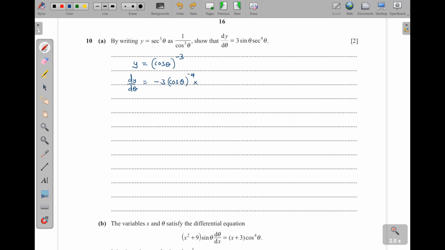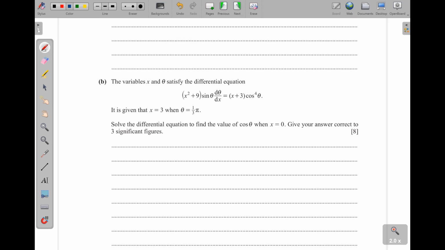When you differentiate a cosine, you get a negative sign. You see that? Then that means we are going to have a negative times a negative, that's a positive. So we have 3 sine theta divided by cos to the power 4 of theta. This is the same as saying 3 sine theta times 1 over cos to the power 4 theta. And that is sec to the power 4. So we shall have 3 sine theta sec to the power 4 theta.